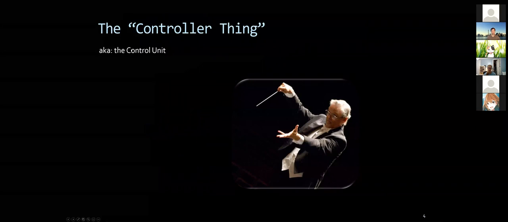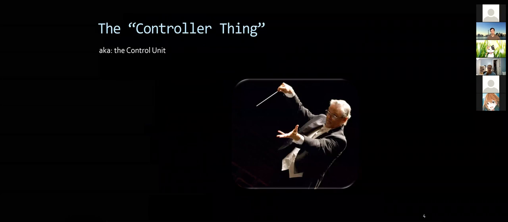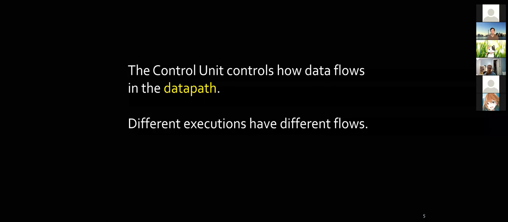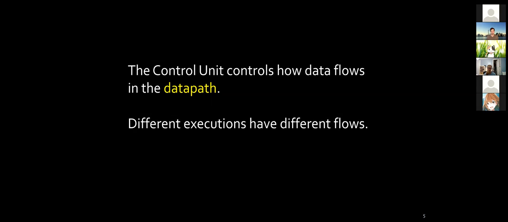So the best way to think about the control unit is this way: it's the one ruling this thing, right? The control unit controls the so-called data flow of the execution, which is usually called the data path. Different executions are going to have different data paths. If you look at the graph or the flow of the computation, it might vary depending on what you're doing. And today we're going to very meticulously learn what you do step by step, okay?